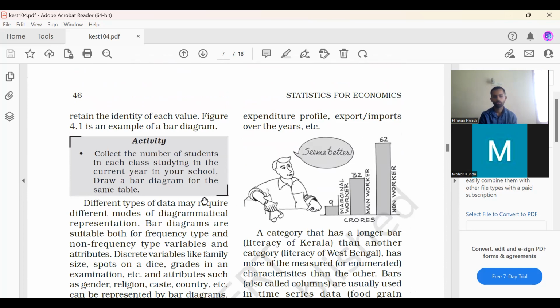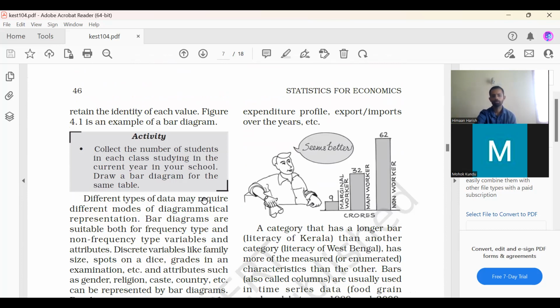Collect the number of students in each class studying in the current year in your school. Draw a bar diagram for the same table. This can be done when school reopens.